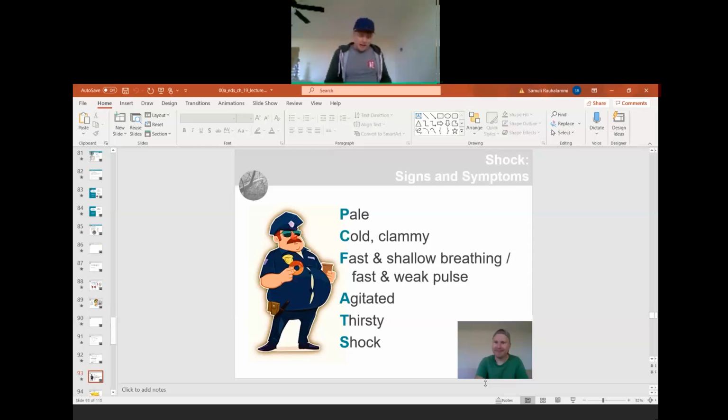Police, that's fat, eating donuts. So the signs and symptoms of shock are that the person's skin is going to be pale, cold and clammy, their breathing is going to be fast but very shallow, and their pulse is going to be fast but weak. They might appear agitated, they are often thirsty, and that means they're going into shock. So PC FATS, that's the signs and symptoms of shock.